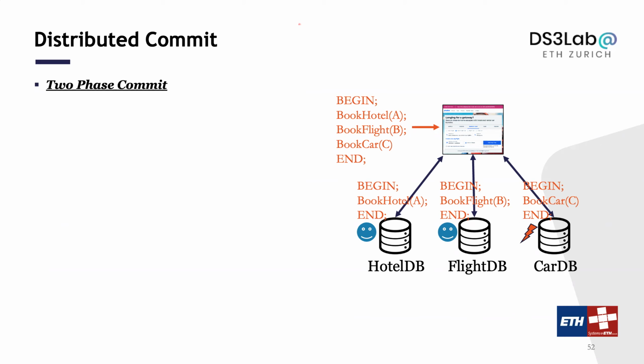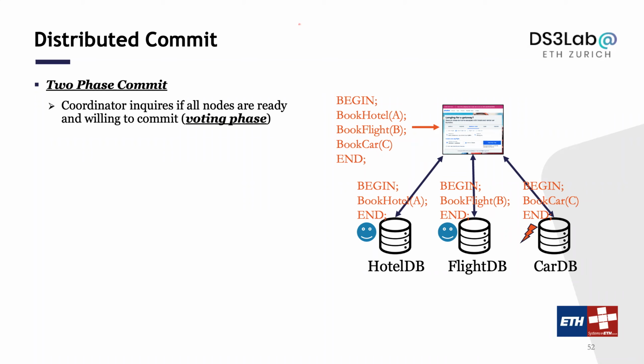So that gives you something called distributed commit. It's actually a very large research area that even today is very active. One thing that you can do is called two-phase commit, which says, whenever you want to commit something, here's my protocol. I decompose it into two different phases.